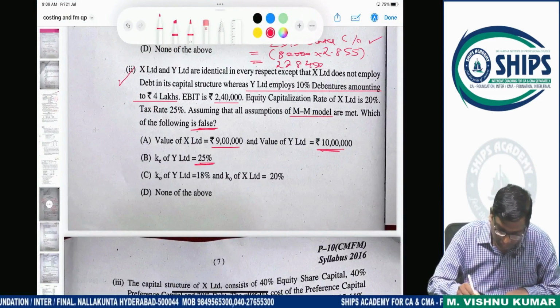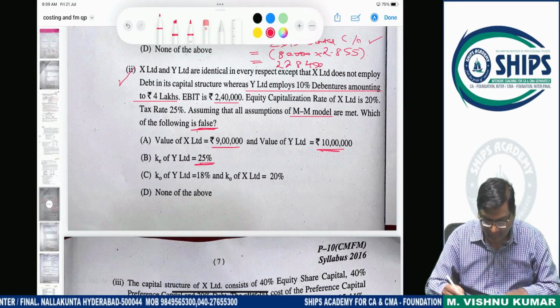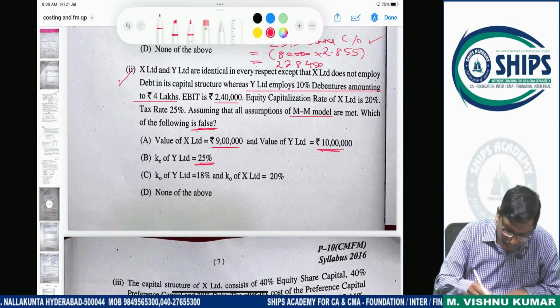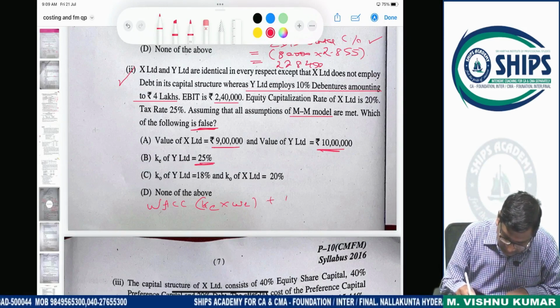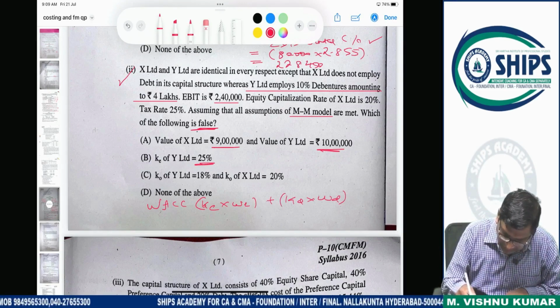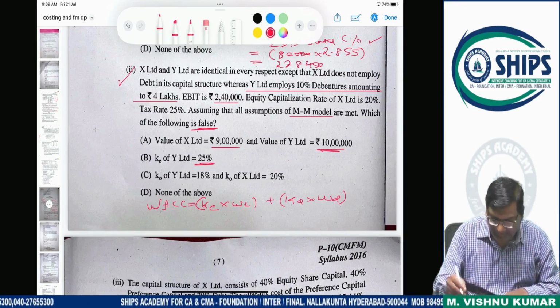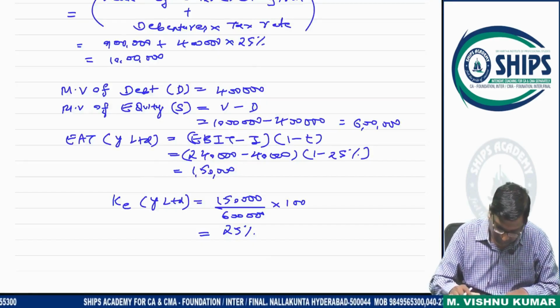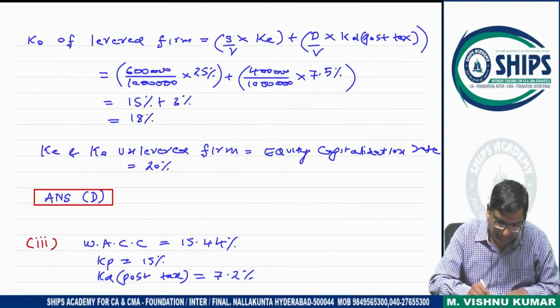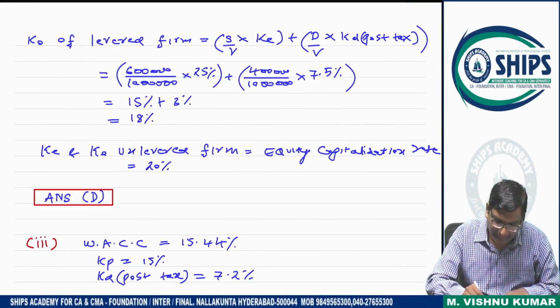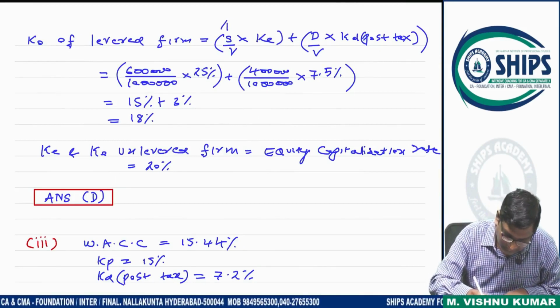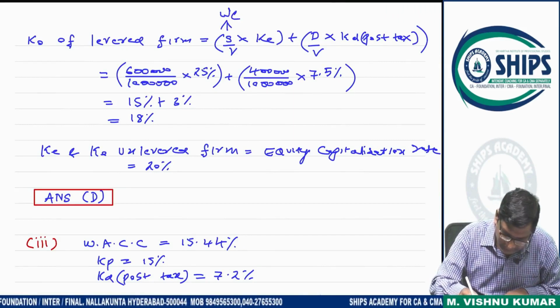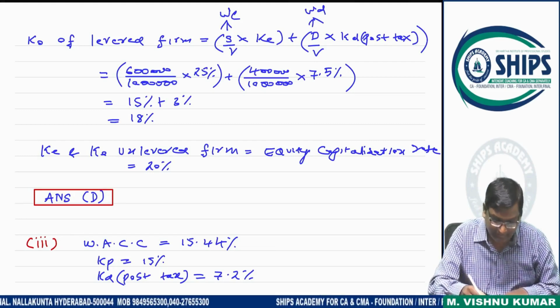Now next, the overall cost of capital we have to calculate. Overall cost of capital is nothing but WACC: cost of equity into weight of equity plus cost of debenture into weight of debenture. This is WACC. For both we have to calculate this. So K of the levered firm is value of equity by total value into cost of equity. This is the weight of equity, and this is the weight of debenture. Understand? Weight of equity, weight of debenture.